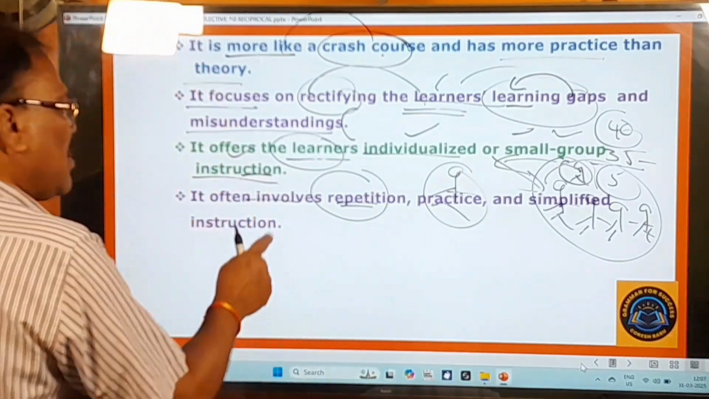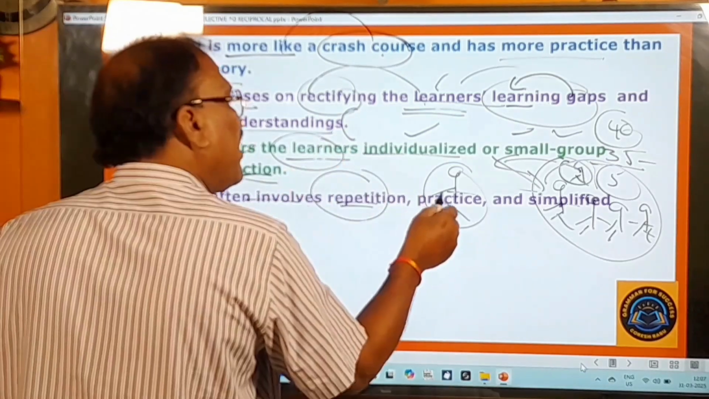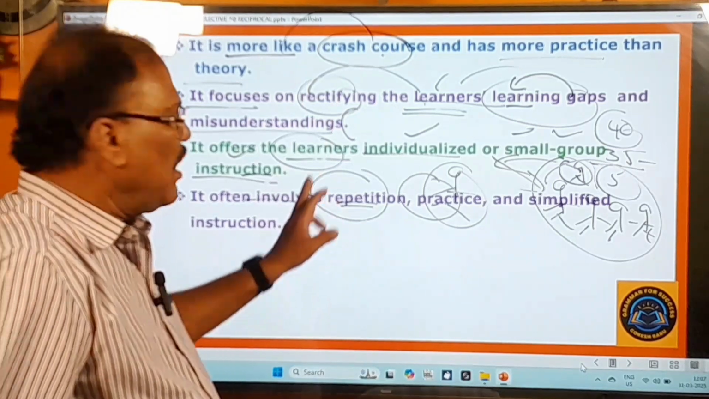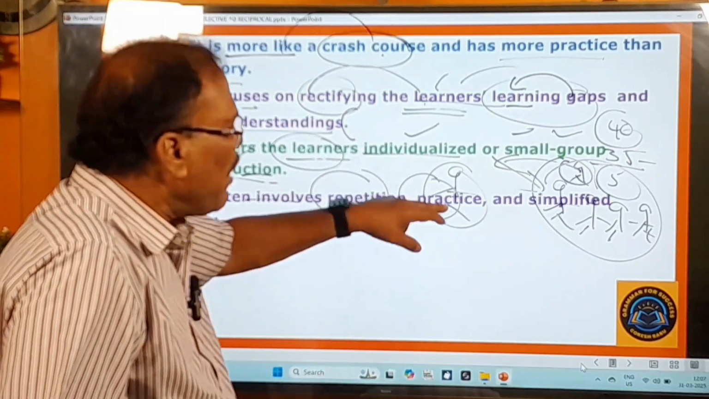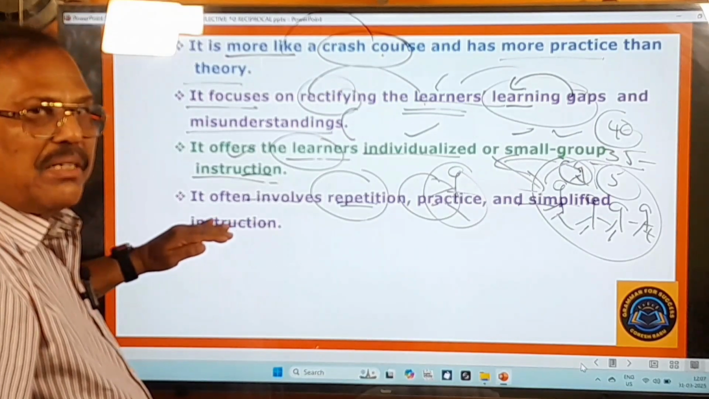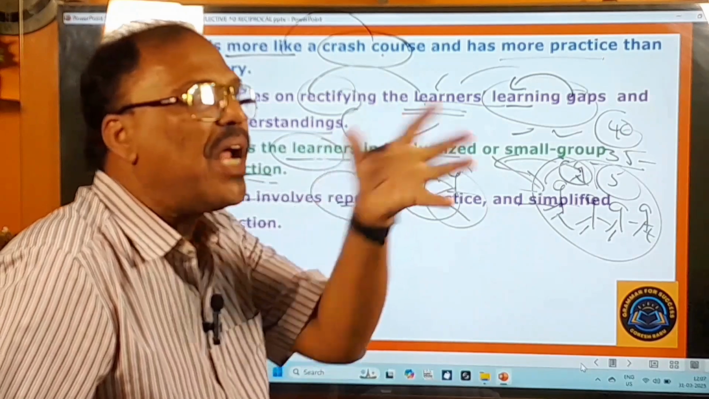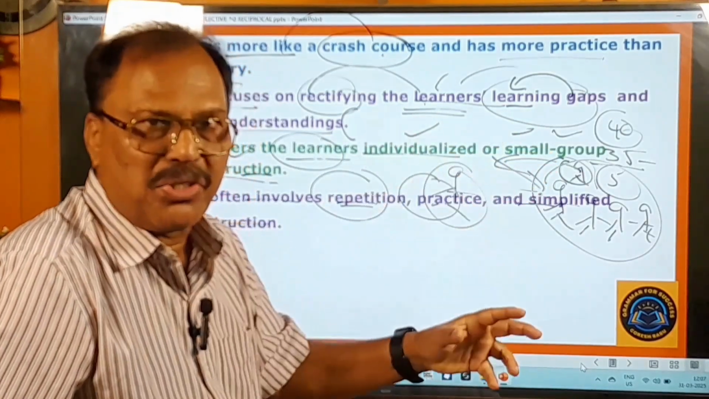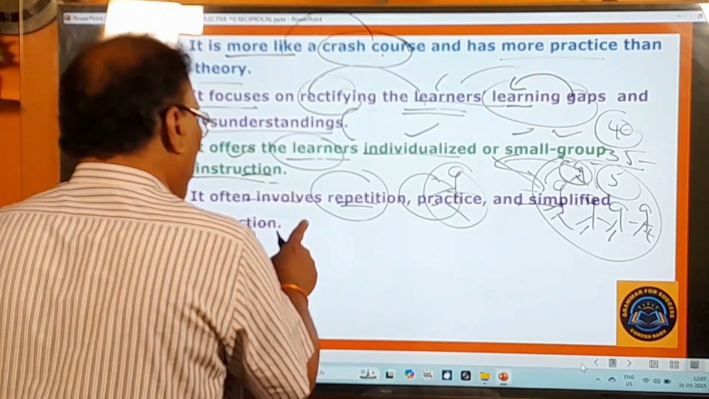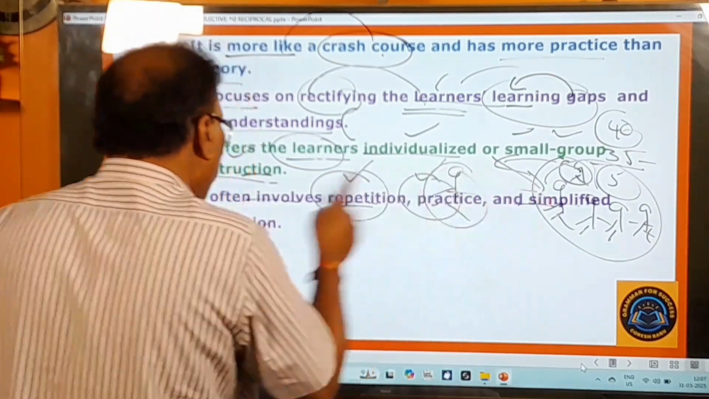Therefore, the teachers make them repeat the things they learn, and make the students practice the things they learn. And then simplified instruction. In this remedial teaching, there will be only simple teaching, easy teaching, understandable teaching. No tough language is used. So these 3 things are very important in remedial teaching: more repetition, more practice, and simplified instruction.